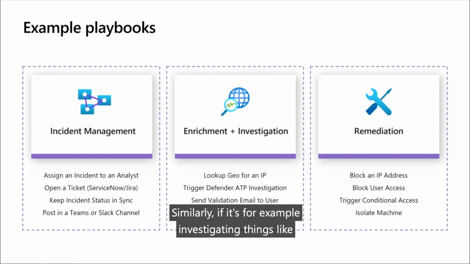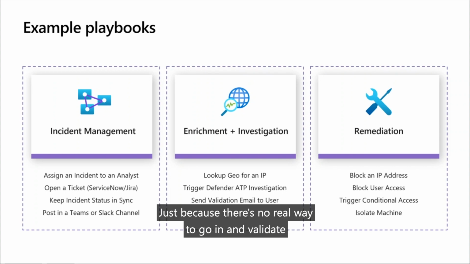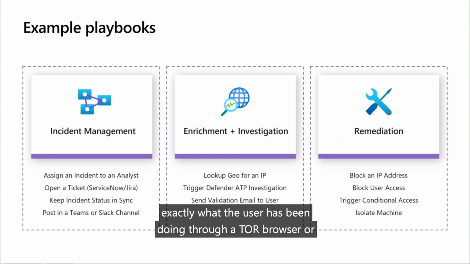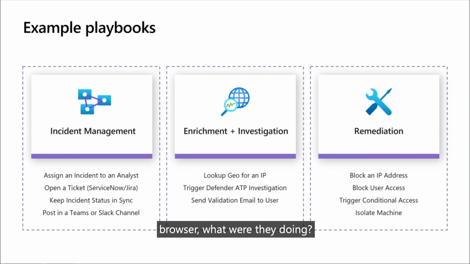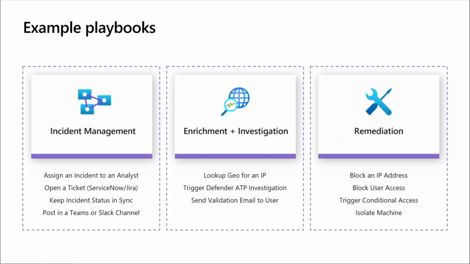Now, similarly, if it's, for example, investigating things like anonymous IP, now this is very difficult for the SOC team to triage by themselves, just because there's no real way to go in and validate exactly what the user has been doing through a Tor browser or even an anonymizer VPN. So by writing an email that asks for their approval to check did they do this action or not, and if they did, can they add comments about why they are using a Tor browser, what were they doing, and that adds all of this enrichment into your case notes so that your analysts can pick up all these points and decide whether this was a malicious attempt or not.